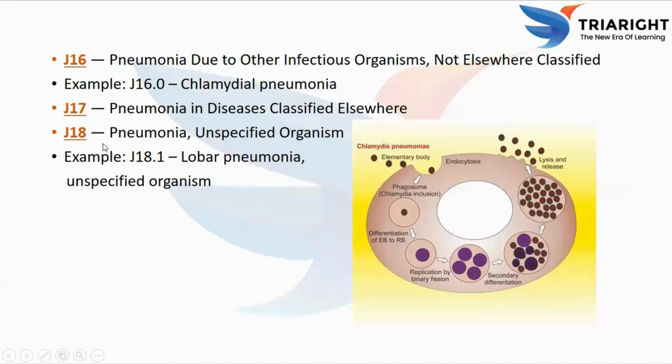So the J18 code, what is it? It's pneumonia, unspecified organism. This code is used when the causative organism is not known. The description itself tells you, unspecified means the causative organism is not known. For example, J18.1, that is lobar pneumonia, unspecified organism. These are commonly used in clinical settings where lab confirmation is not available. Lobar pneumonia means that the infection affects only one lobe of the lung, leading to consolidation. Consolidation is nothing but the solidification of the lung tissue due to the infection.